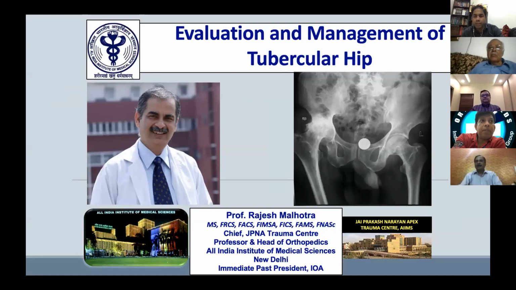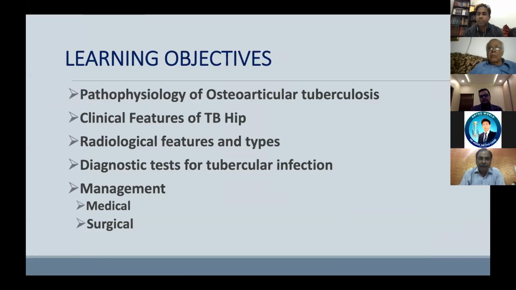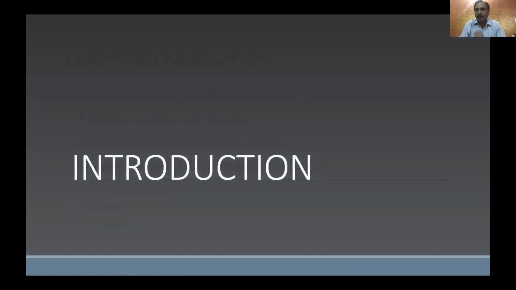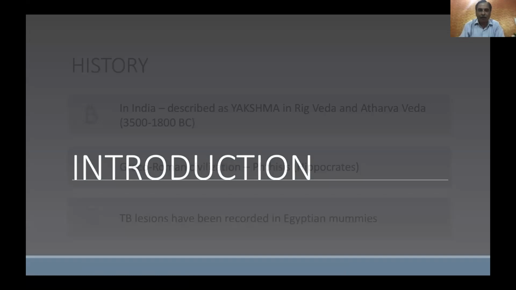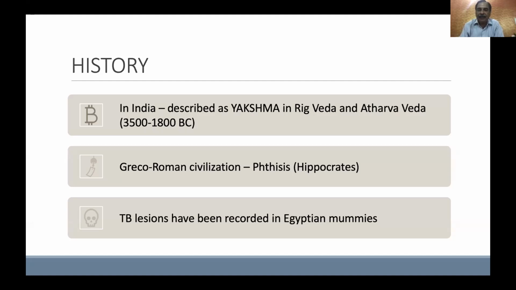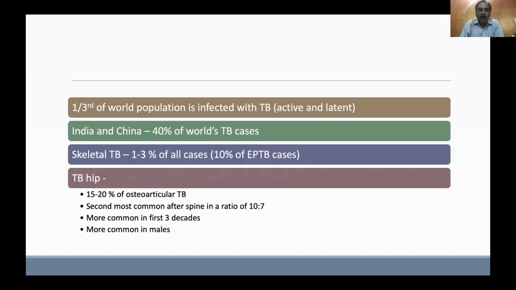Then we'll start. So my topic is the evaluation and management of the tubercular hip. And these are the learning objectives as we go one by one about them. So tuberculosis is as old as probably the history of mankind. TB lesions have been found even in Egyptian mummies and in the old Greco-Roman civilization, and in India it was called yakshma. Now, one-third of the world population is infected with tuberculosis, active or latent. And between India and China, we have 40% of the world's TB cases.